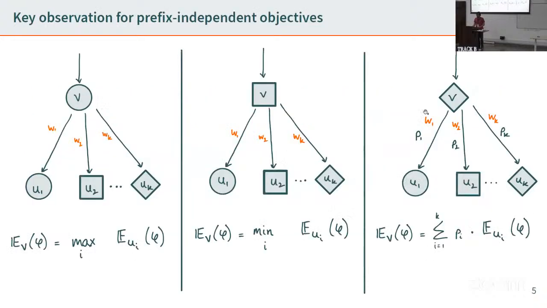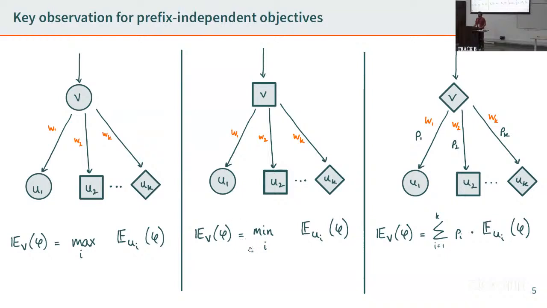Okay, so I'll point out some key observations for prefix independent objectives. In our graphs, we have 3 different kinds of vertices: player 1 vertices, player 2 vertices, and probabilistic vertices. For every player 1 vertex, if you look at the expected phi value of that vertex, it is in fact equal to the maximum over the expected values of its out neighbors. This holds because it is a prefix independent objective. In particular, the payoff of these edges does not matter.